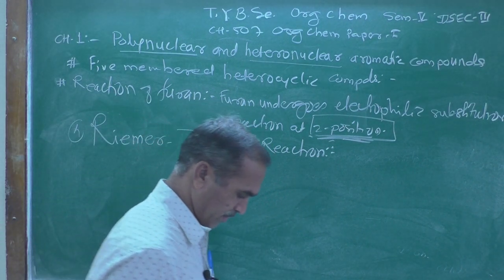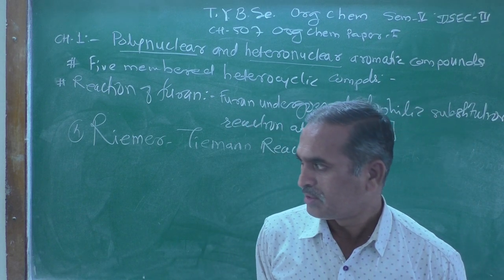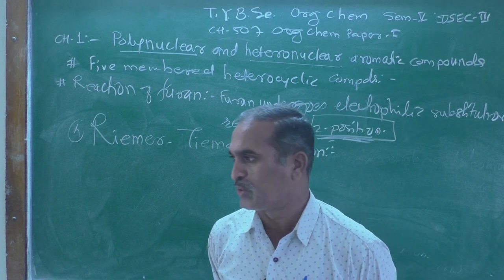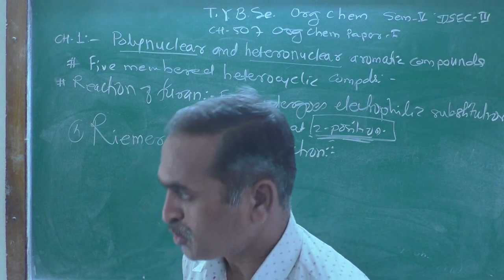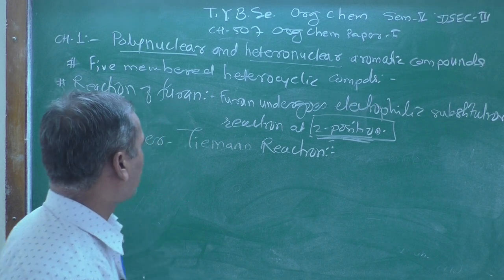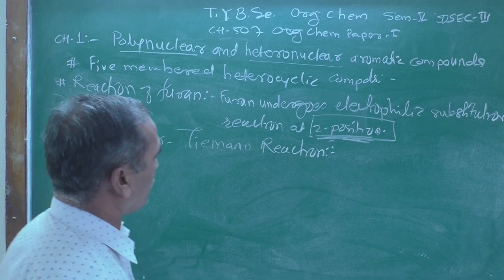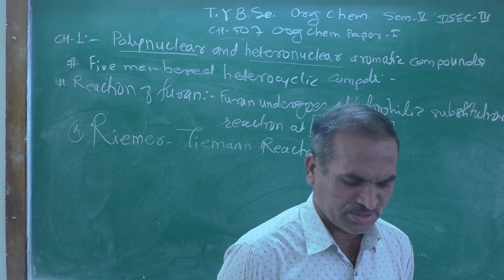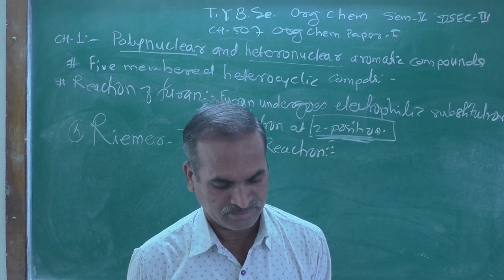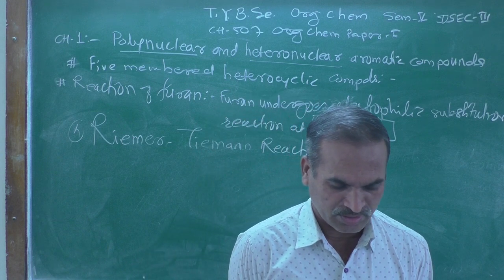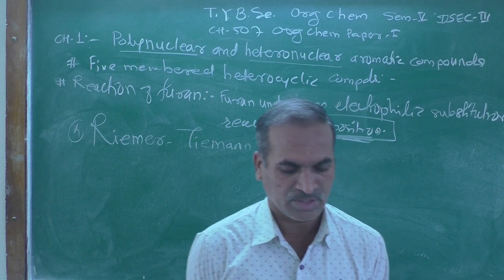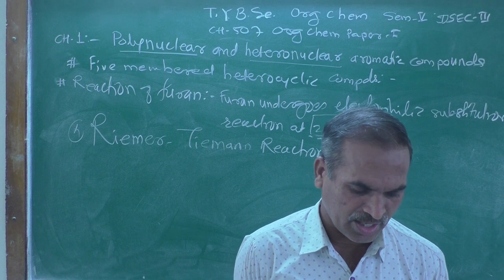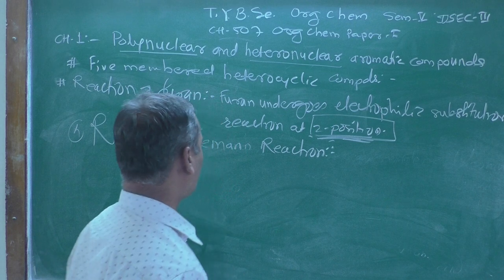Reimer-Tiemann reaction is one of the very good reactions in benzene moiety, or in aromatic moiety, where we can introduce a formyl group very smoothly. The reaction can take place and the resulting compound obtained will be, let us see here, when furan is treated with chloroform and potassium hydroxide, it undergoes Reimer-Tiemann reaction giving 2-furan carboxaldehyde, that is furfural, which is known as furfural.